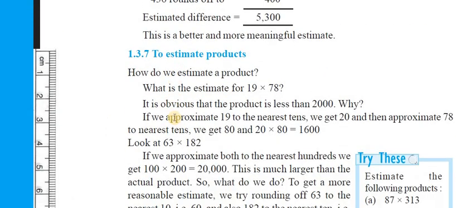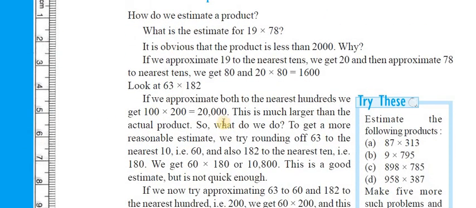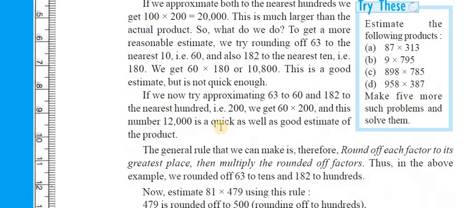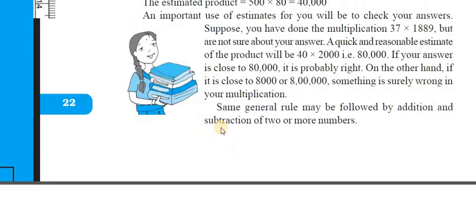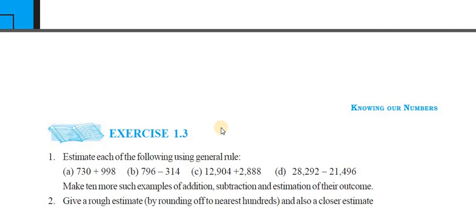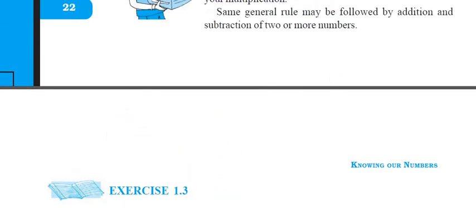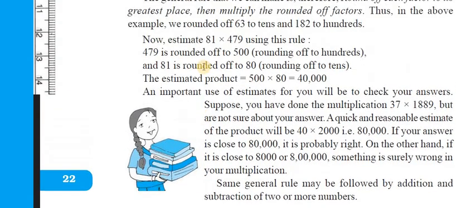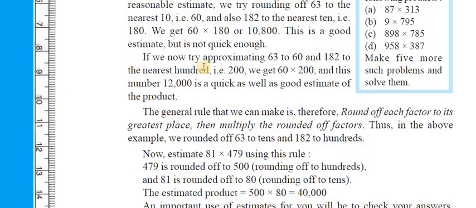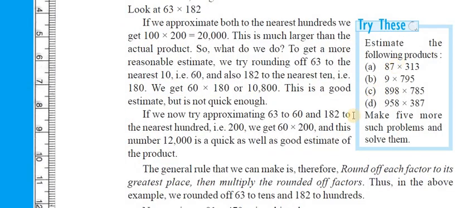Now in the same way, he has also given where we will go for round off to estimate products, and in what situations we should go for round off to 100 and round off to 1000. And in the next class we will start exercise 1.3. Okay children, so in today's class we understood how to do it and in what situations we will use round off for addition, subtraction or multiplication. So in the next class we will start our exercise 1.3 and try this also. We will try to find out the round off for this. So here 87, 313, all that we will see in the next class.